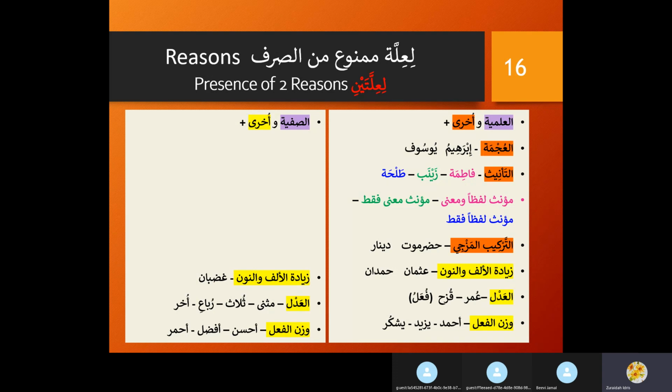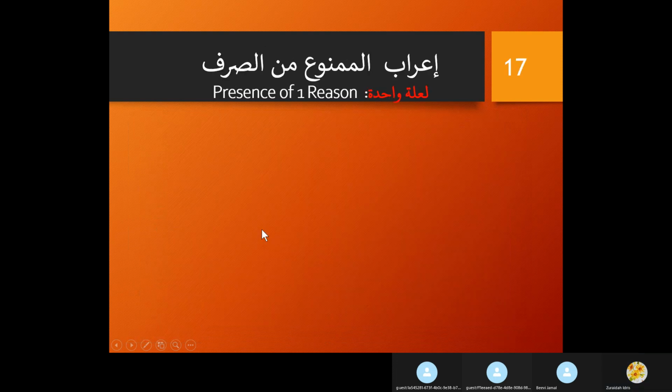But if you have a non-Arab name with three letters, like you said, Lut or Nuh, then it becomes flexible, because you have Nuhan, Nuhun, Nuhin. So they become fully flexible when it is three letters with a sukun.